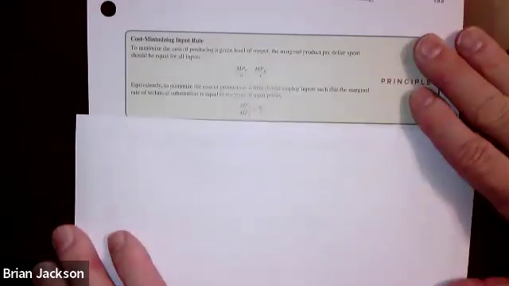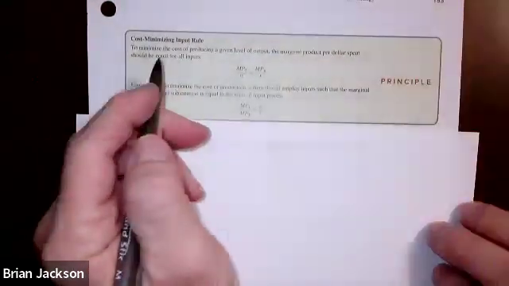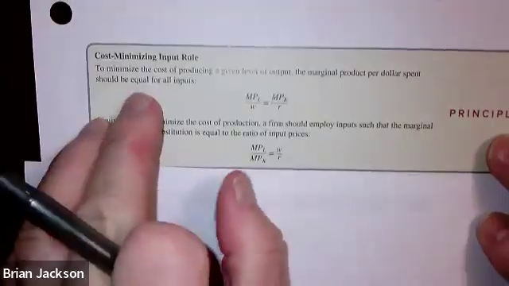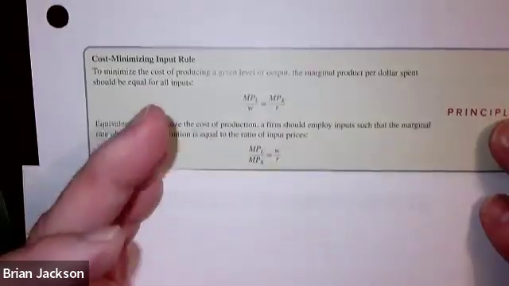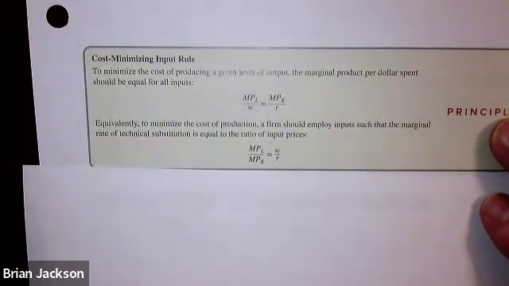This in my book is on page 153. I don't know what it is in your book because there are different releases of this book, so I'll try to avoid page number specificity when I can, but let's go to the camera here. This is called the cost minimization input rule. This rule tells you how many units of labor and capital you should use to minimize the cost of producing any level of output.